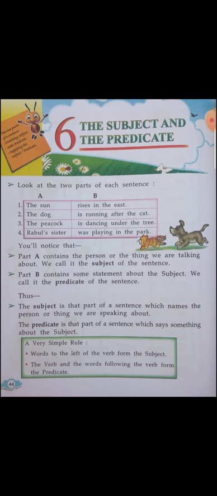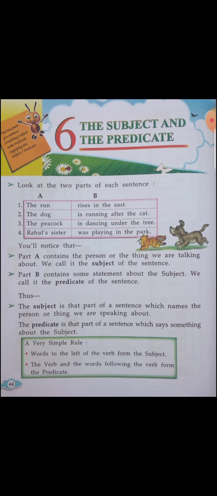The peacock is dancing under the tree. Peacock is a noun. So the peacock is the subject in this sentence. Is dancing under the tree is the predicate. Rahul's sister was playing in the park. Rahul's sister is the noun in this sentence. So it is the subject. Was playing in the park is the predicate.